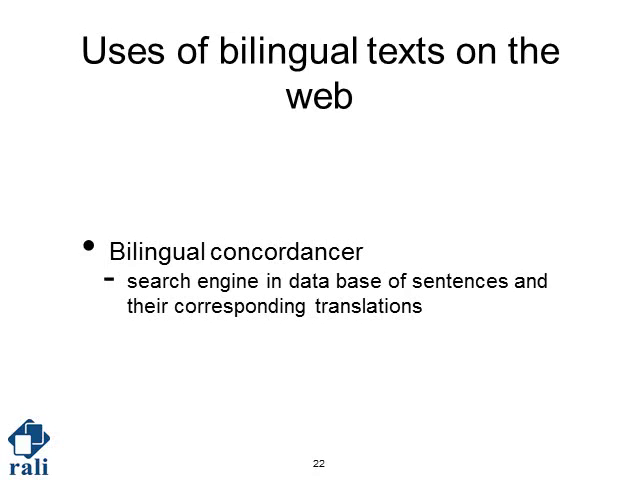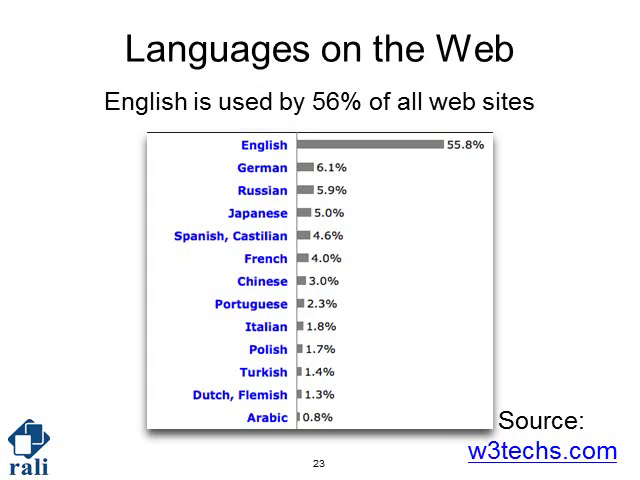We can also use bilingual texts that are found on the web. For that, we use, for example, a bilingual concordancer. If we look at the languages on the web, you will see that almost everything is in English, and then after that come all the other languages. So when you have a bilingual site, usually one of the languages is English.